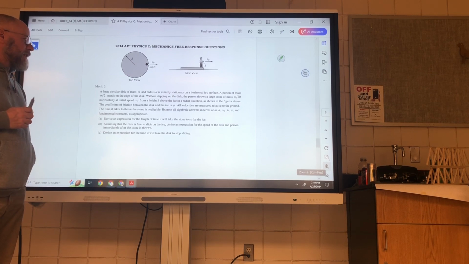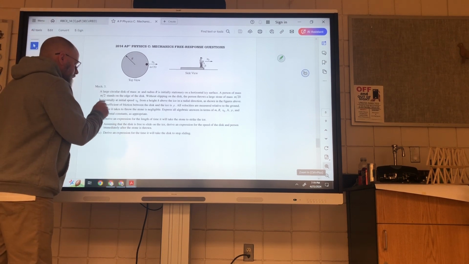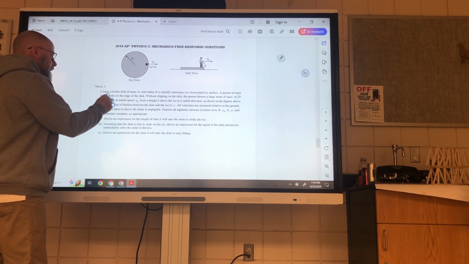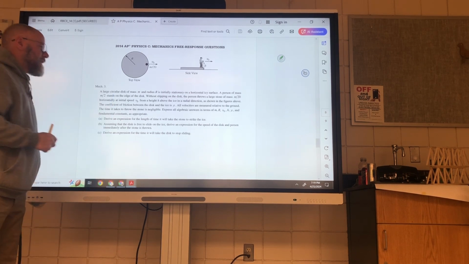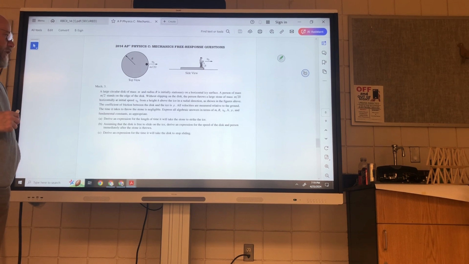Without slipping on the disk, the person throws a large stone of mass M over 20 horizontally with an initial speed of v0 from a height h above the ice. Okay, so how's he throw it? Oh my god, that's gonna be a problem. Horizontally with an initial speed of v0 from a height h above the ice. Okay. As shown in the figure, the coefficient of friction between the disk and the ice is mu. Okay.